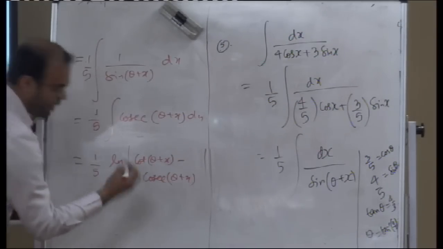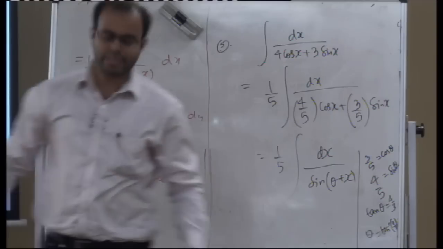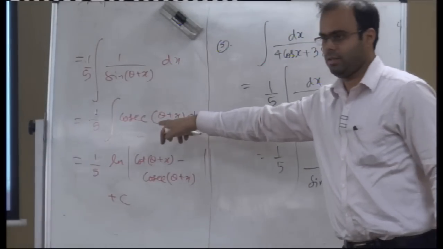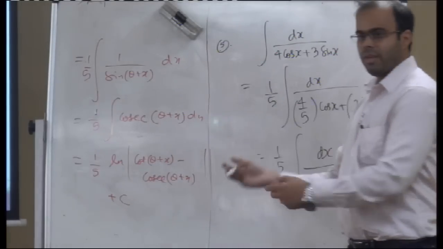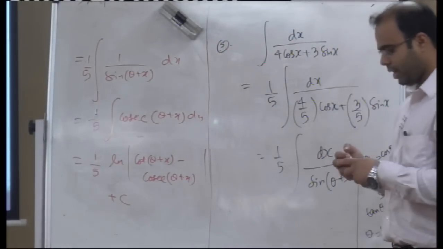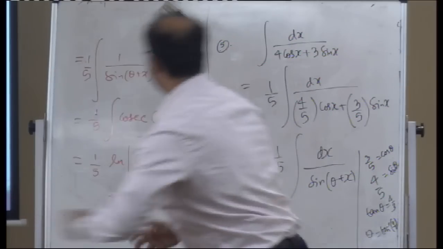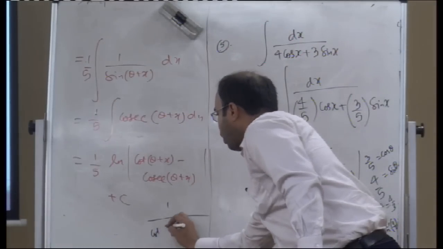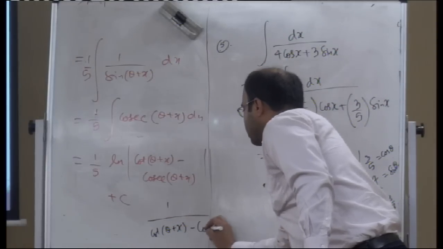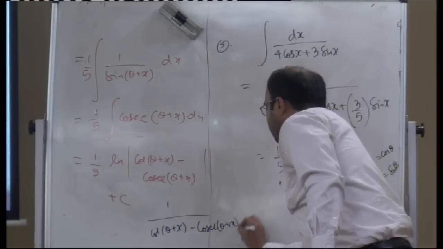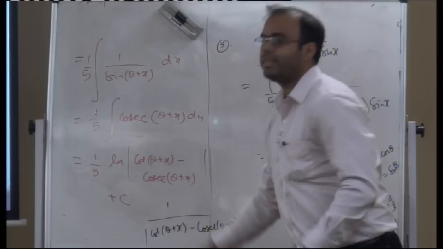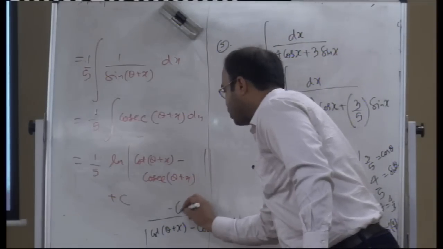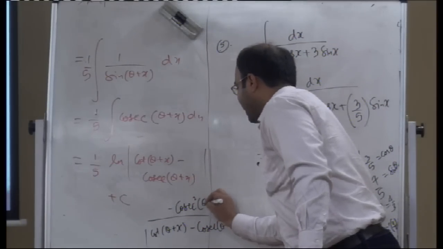You can understand this the reverse way: you differentiate this part, and you will get this. If I went into the full process, we would go astray into another domain. So right now we have to concentrate on what we are doing. When you differentiate this, it becomes 1 by the mod of cot(theta plus x) minus cosec(theta plus x), and the derivative of cot(theta plus x), you remember, I hope, is minus cosec square(theta plus x).